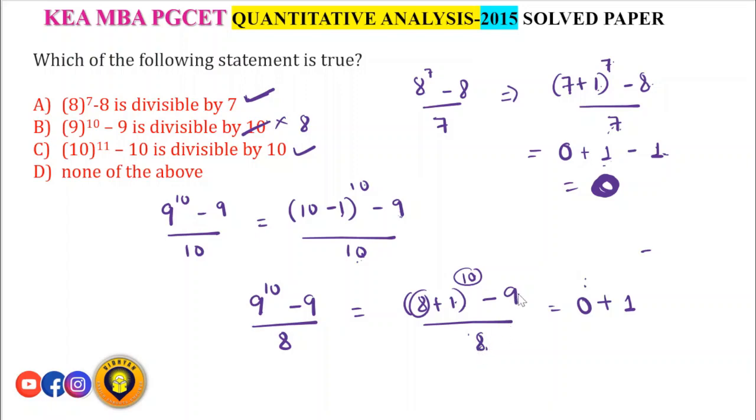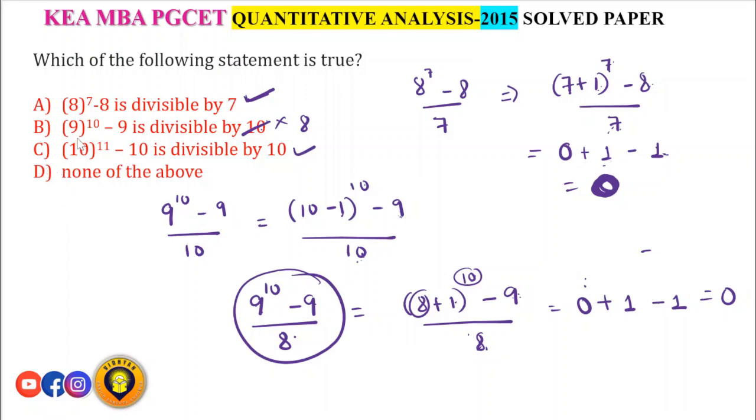9 divided by 8, what is the remainder? 8 ones are 8, 1 is the remainder. So 1 minus 1 is 0. That means this number is divisible. 9 power 10 minus 9 is divisible by 8, but 9 power 10 minus 9 is not divisible by 10.